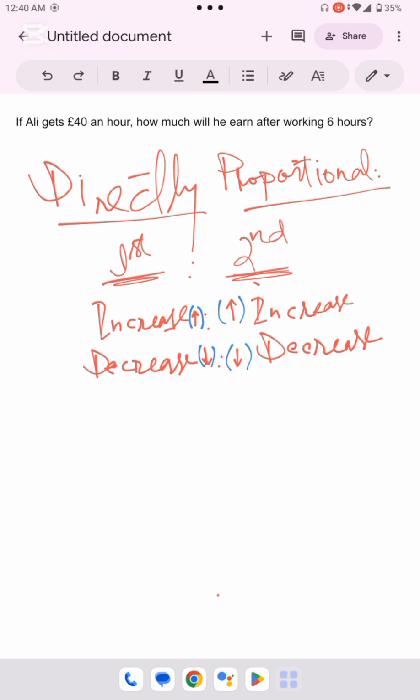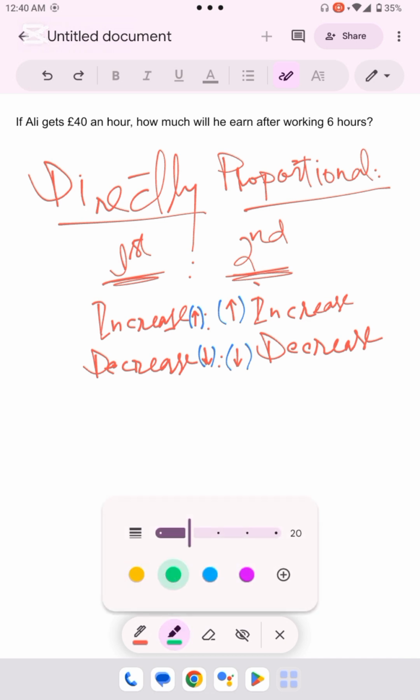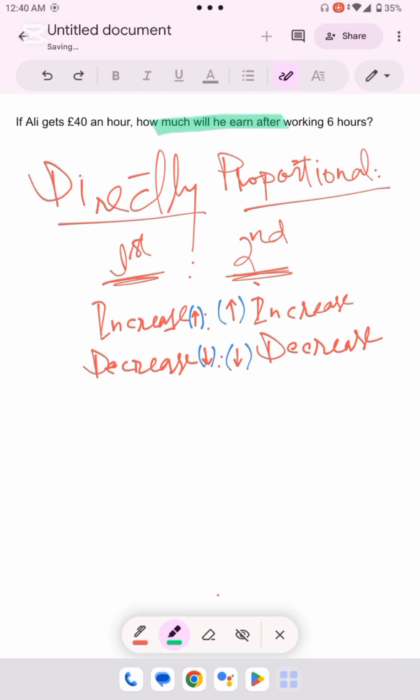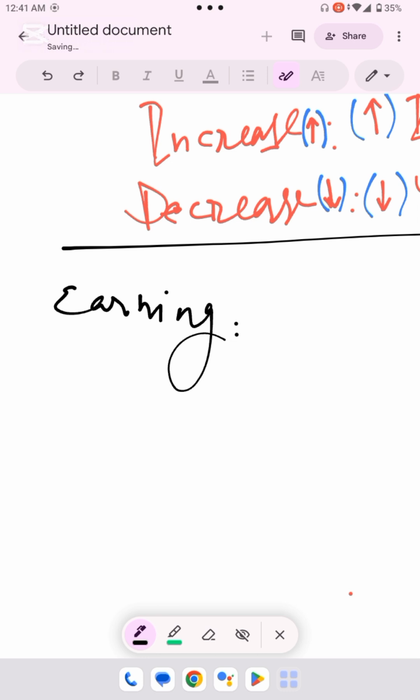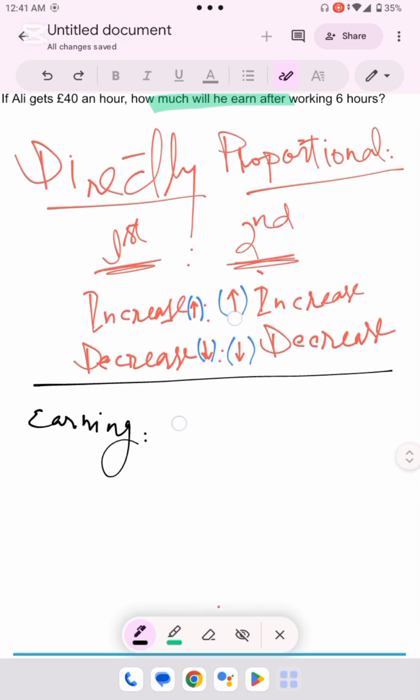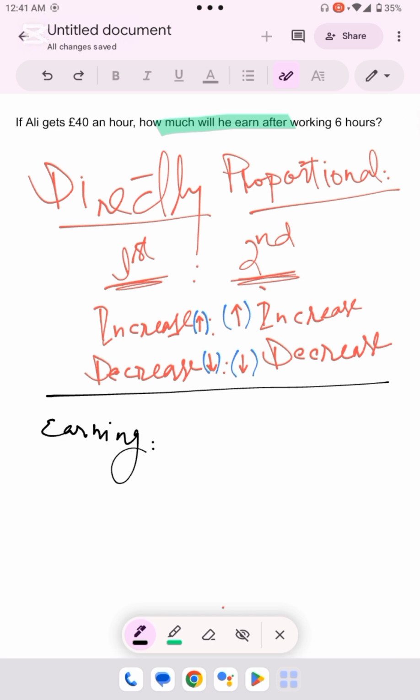hours? So, first of all, you need to understand what he is asking. I mean, what do you want to find? If you want to find how much will he earn, that means his earning is required. So first of all, you have to make a relation. Earning that is required should be on the left side, and all other things should be on the right side. Here you have only one thing on the right side, that is the earning in pound, and the other thing there is hours. You can also write time.